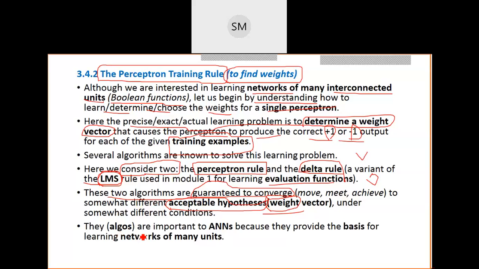These algorithms are also very important for artificial neural networks, because they give us the basis, or foundation, for networks of many units. Networks of many units is nothing but an artificial neural network, or a perceptron. To construct these artificial neural networks, these algorithms give us the basic knowledge or foundation. Because of that, these two algorithms are important.